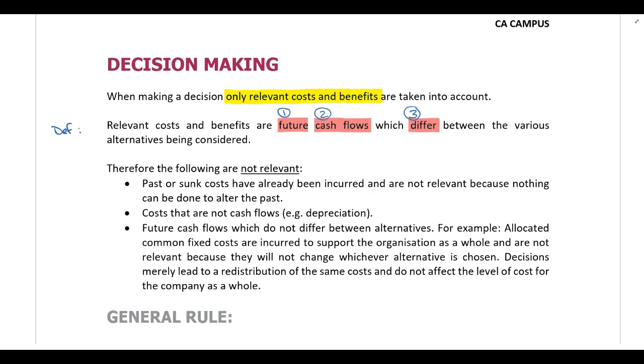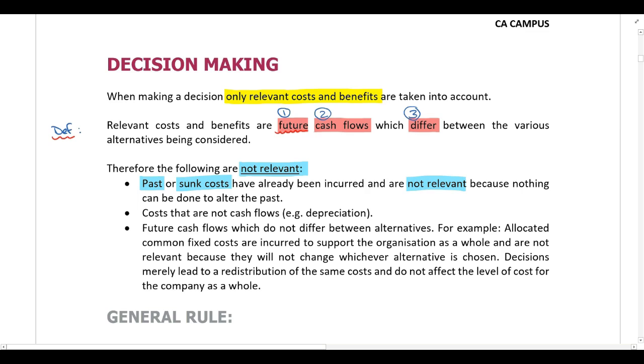So still applying the definition from above, the following will not be relevant. Any money that you have spent in the past. Now, money spent in the past, guys, is referred to as a sunk cost. So any money spent in the past, or any sunk costs, will not be relevant because we can't do anything to change the past. And you can see it does not comply with the first component of my definition. Money spent in the past is obviously not a future cash flow. So it doesn't comply with the very first part of my definition.